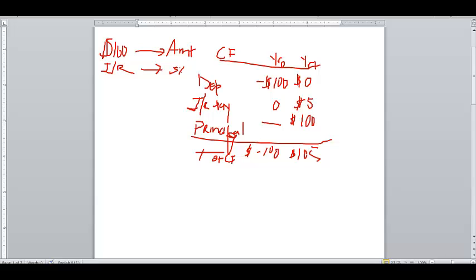Okay, and now, what is the net present value? The net present value is the sum of the present values less the initial outlay. Okay, that's what the net present value is.